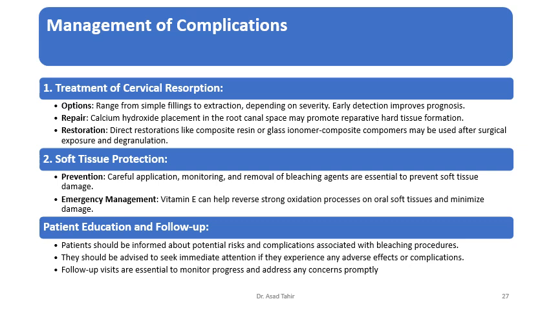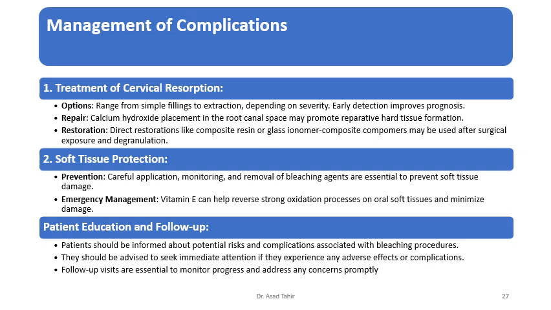Repair. Calcium hydroxide placement in the root canal space may promote reparative hard tissue formation. Restoration. Direct restorations like composite resin or glass ionomer composite compomers may be used after surgical exposure and degranulation.